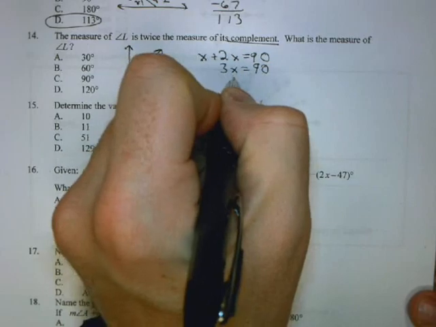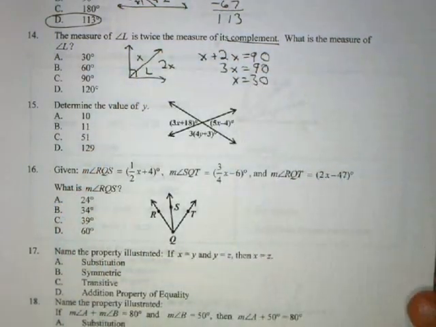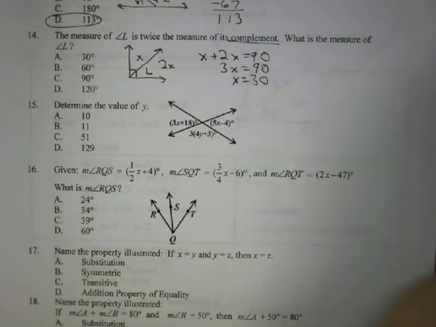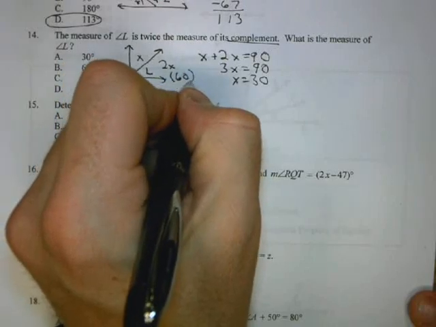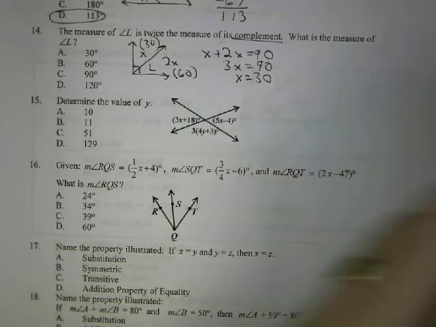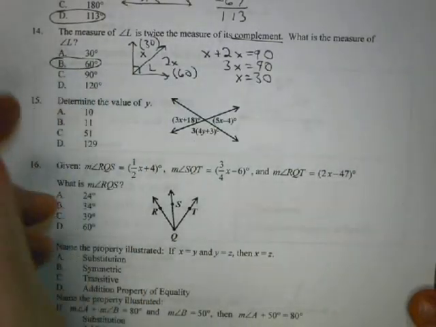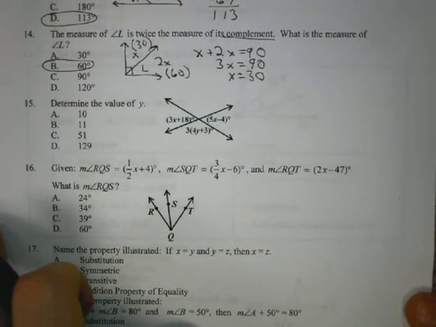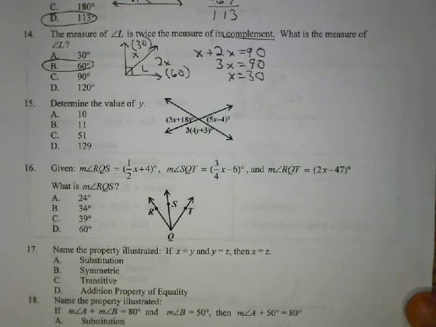So that lets me set up that x plus 2x equals 90, or 3x equals 90, which means x equals 30. Not our answer, because we have to plug it in, make sure we find L. So that tells us L would be 60, and its complement would be 30. We check real quick. Yeah, that is twice the complement, so B is our answer.